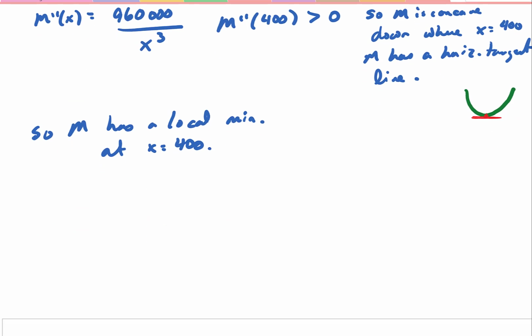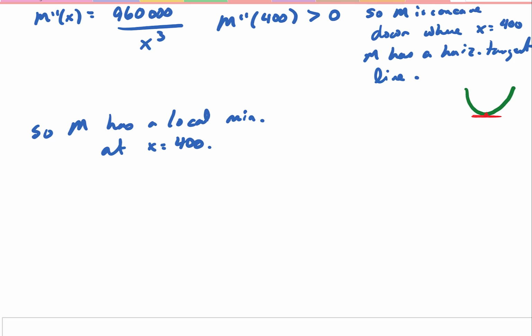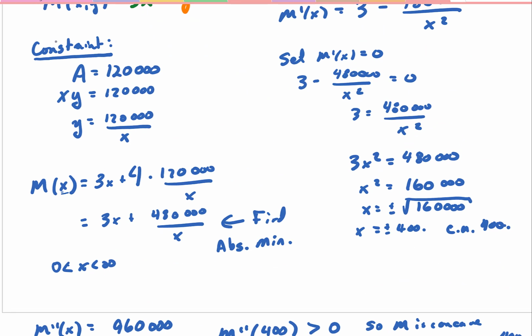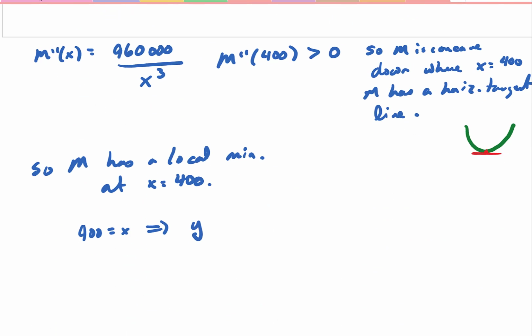All right, we're actually going to stop this here. We're going to go ahead and claim that the dimensions need to be 400 is equal to x, and then as you recall, we said that y, what was y here? Going way back to where we solved the constraint for y, we said that y had to be 120,000 divided by 400. We get that y has to be 300, so the dimensions will be 400 by 300, where we would have a local minimum for our materials used.